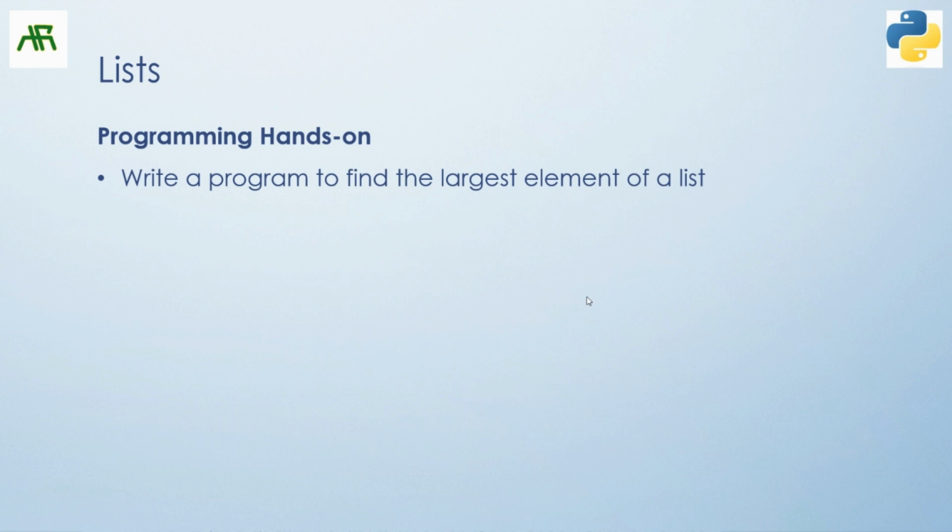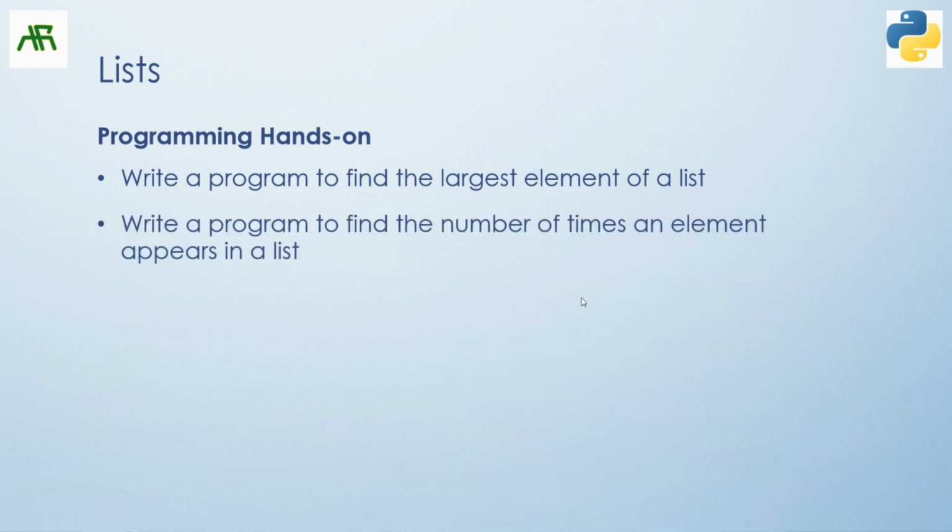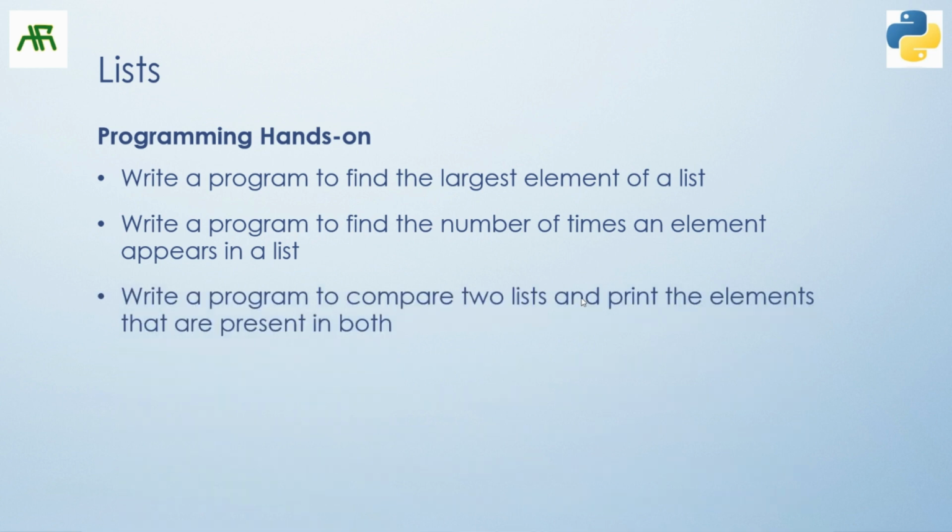Write a program to find the largest element of a list. Remember, the data types of these elements should be the same. Otherwise, it's very difficult to find the largest element. If there are mismatches, it's not going to sort properly or it will throw an error. Write a program to find the number of times an element appears in the list. Basically, find the number of repetitions of a given element which can be received from the user.